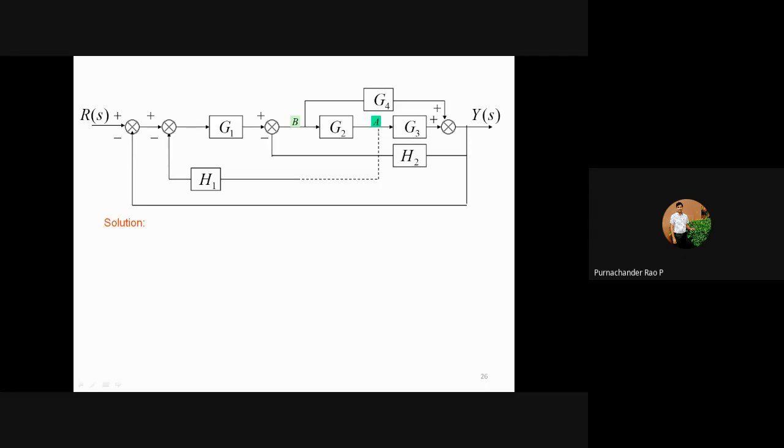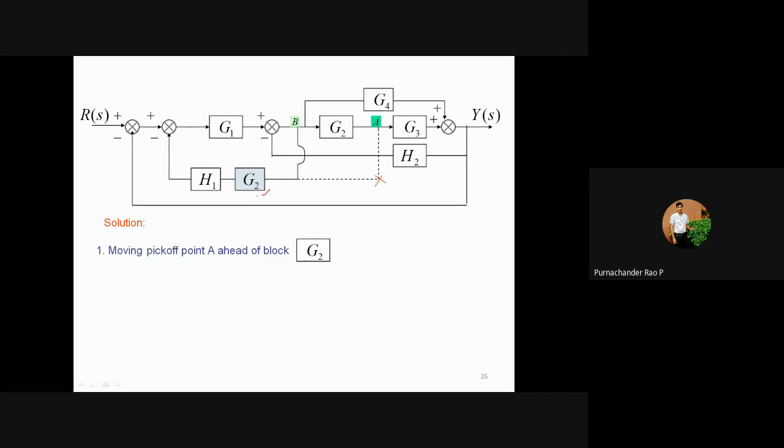So here we need to change this point. Okay, so we need to move the pick off or cut off point to point B before the block G2. Okay, so we need to move from A to B. Whenever you are moving this, you are losing the value of gain G2, because after that you are taking the G2 value, but when you move to before the block, you are losing the G2. That's why we are adding an extra G2.